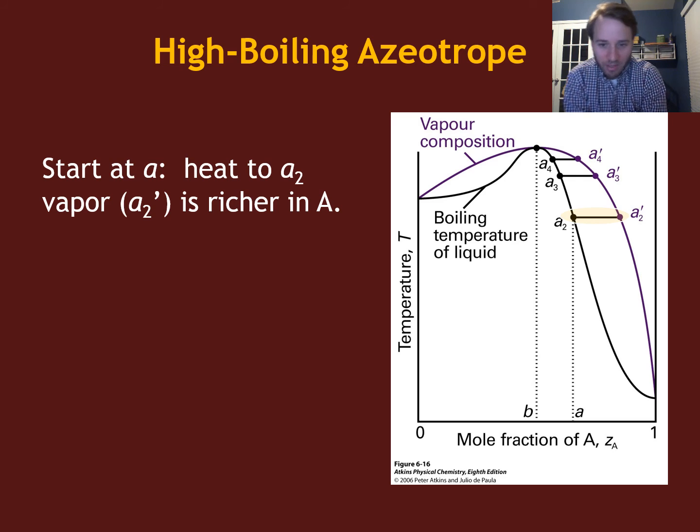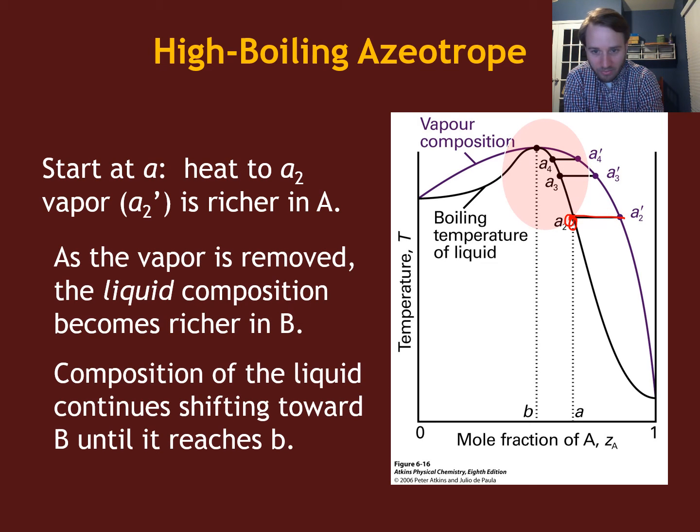If I consider a high boiling azeotrope, let's say we start off at some composition, and I heat this up and start boiling it off. I get to A2 prime, which is higher in composition of A. I remove some of that vapor, and as I'm boiling it off, I can start condensing this down. And I will get some liquid A that is pure.